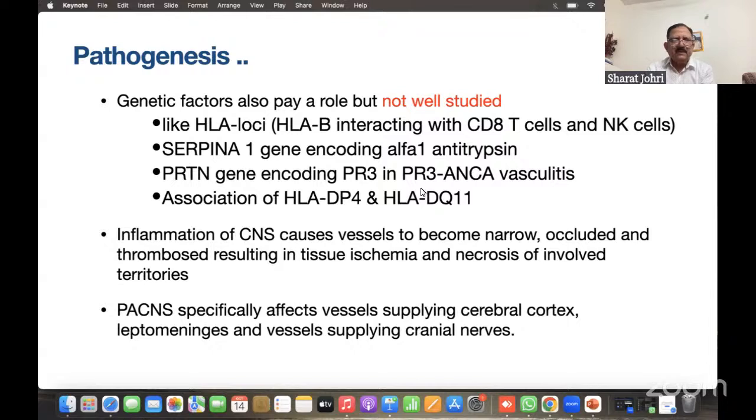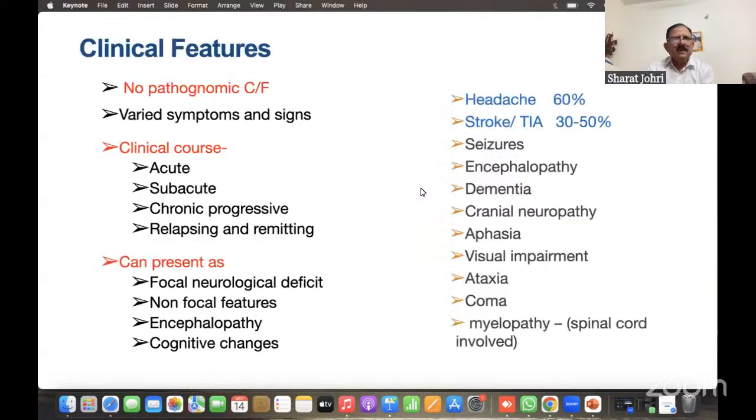The inflammation of CNS vessels, as I told you, leads to thrombosis and necrosis. Now, the clinical features are varied, and there is no pathognomonic clinical feature. That is the most difficult part of this particular disease. There are varied signs and varied symptoms. The clinical course also varies. It can be acute, subacute, chronic progressive, or even relapsing and remitting. And this can present as focal neurological deficit, non-focal features, encephalopathy, or cognitive changes alone.